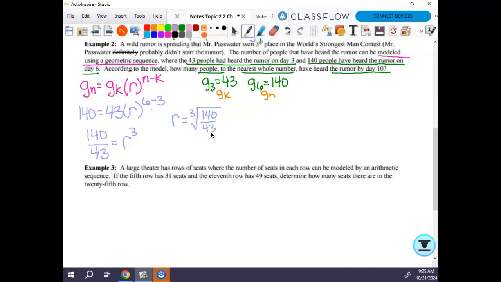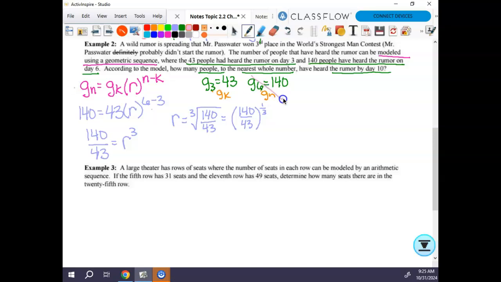I can also write this as 140 over 43 to what power? 1/3, okay? And so that's what we're going to do now. We could leave it as a cube root. We're going to go ahead and put it as a fractional exponent because that's going to lead us to some other things down the road. All right, so then now we are going to fill this in.